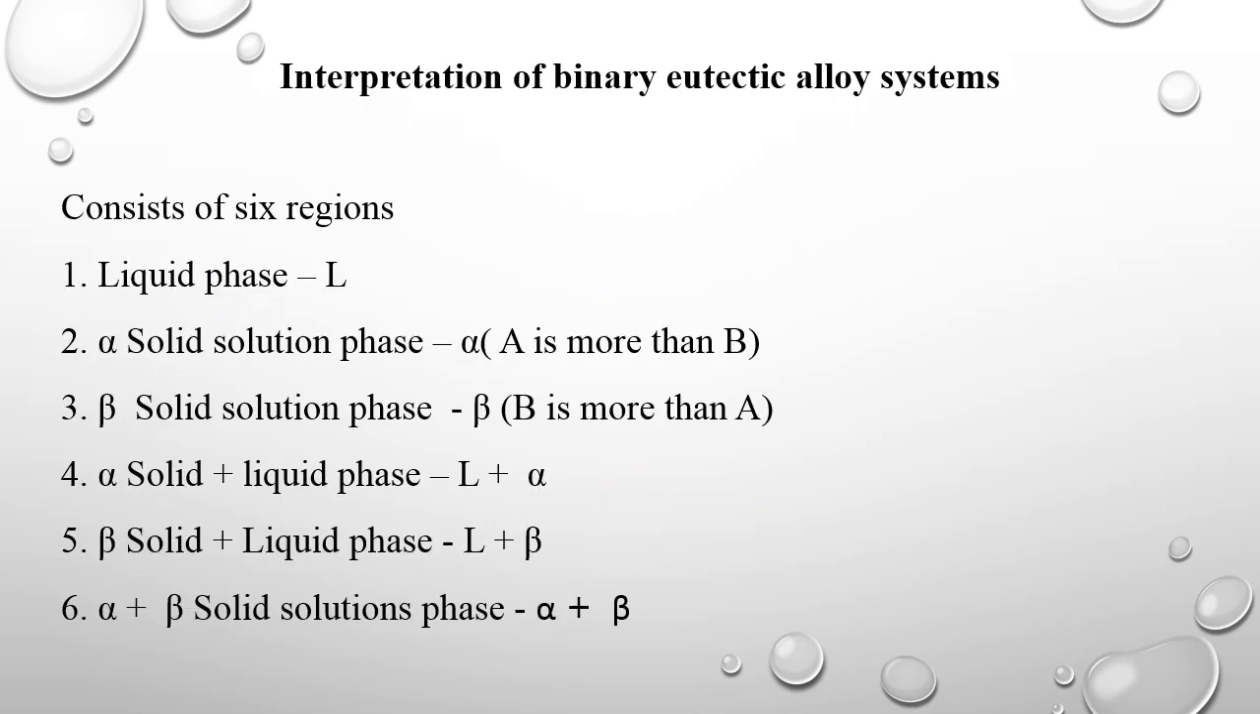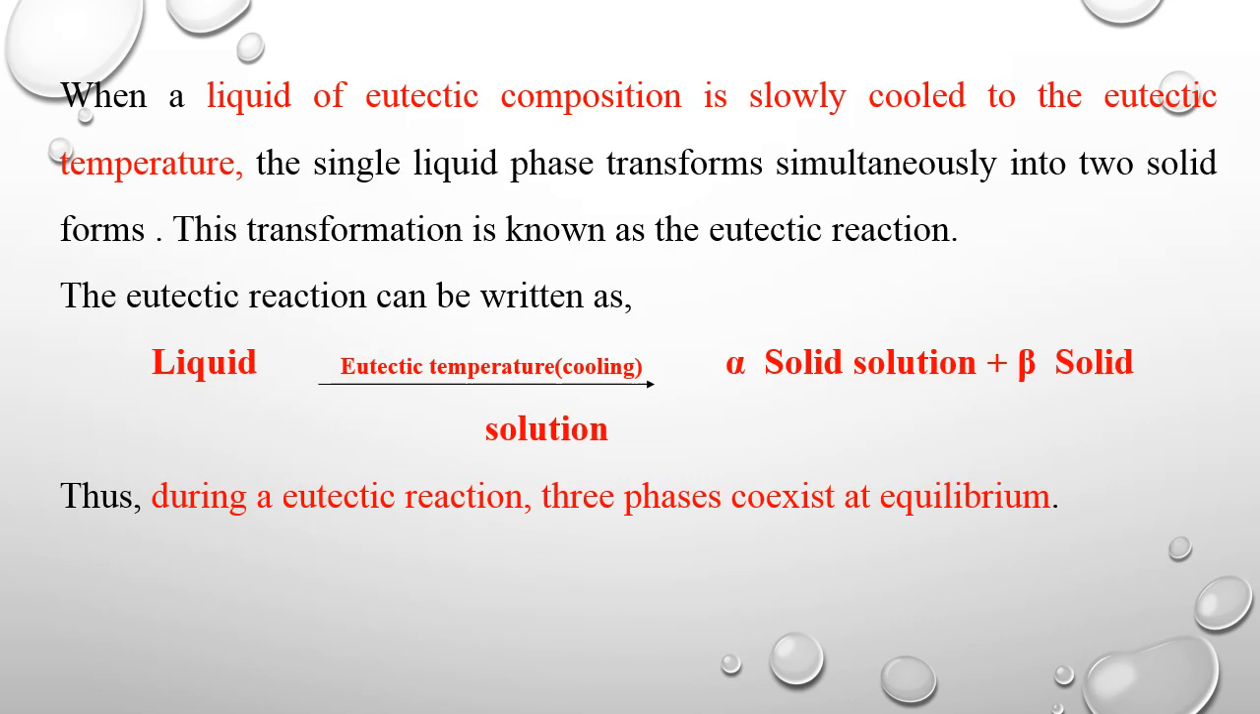Interpretation of the eutectic alloy system. Here there are six regions: liquid phase, alpha solid solution phase, beta solid solution phase, alpha solid plus liquid phase, beta solid plus liquid phase, and alpha plus beta solid solution phase. Upon cooling, the liquid reacts at the eutectic temperature to give alpha solid solution plus beta solid solution.